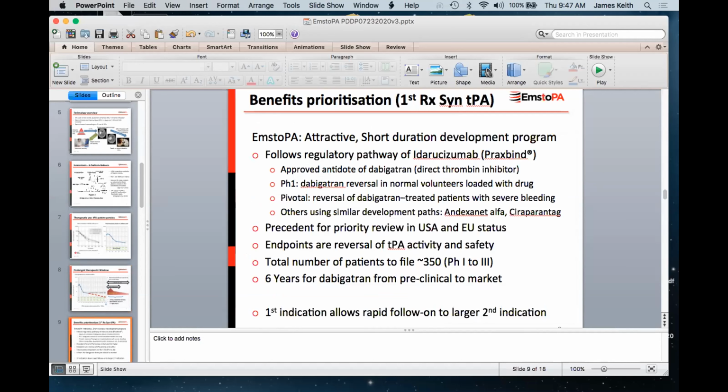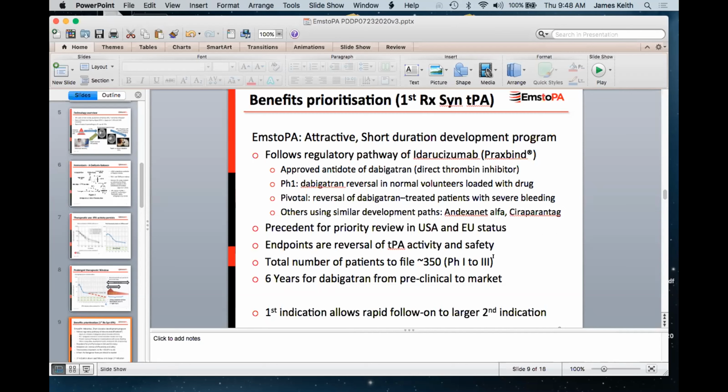So this is a very attractive and short duration development program for a cardiovascular program in that we can follow the precedent set by other companies that have developed antidotes or inhibitors to the novel oral anticoagulants. And the first one that was developed was Praxbind, which inhibits the activity of Pradaxa, dabigatran. And so a small number of patients are needed to show that in vivo, the activity of the anticoagulant, or in our case, tPA, would be inhibited. And then the actual endpoint for approval is the tPA activity reversal, and of course the safety of the products.